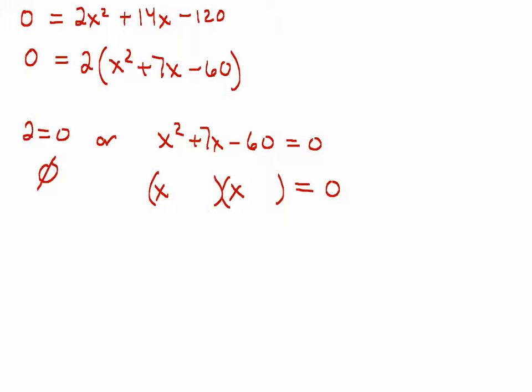I think 5 and 12 might do it. Yeah, that's right, because the difference between them is 7. So just get the signs right. That means we want the biggest one to be positive and the smallest number to be negative, because we have to have a positive 7. All right, zero factor property there, and solve.